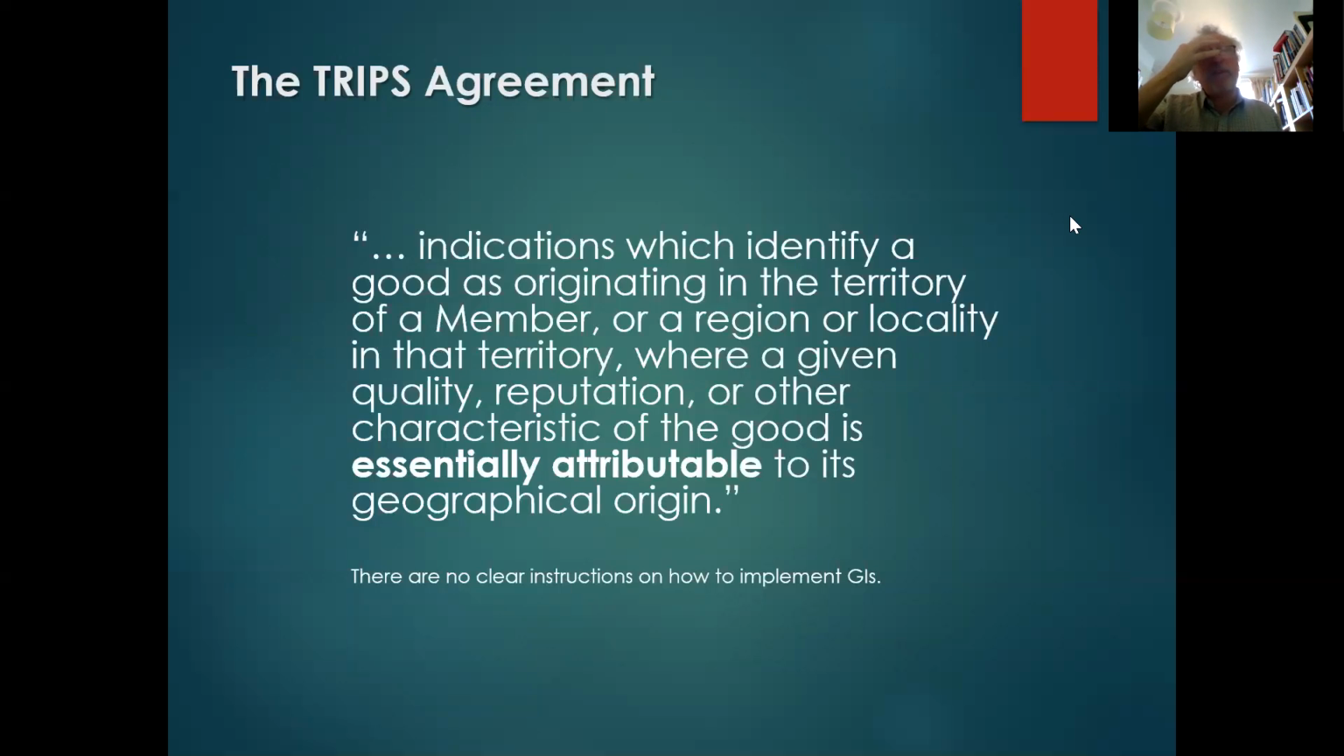It's likely to be a place name, but not necessarily. Obviously, an obvious example is Champagne, which comes from the Champagne region of France. So it's given quality, reputation, other characteristic is essentially attributable to its origin. So can we have Californian champagne? Well, what is champagne? Champagne is a sparkling wine.